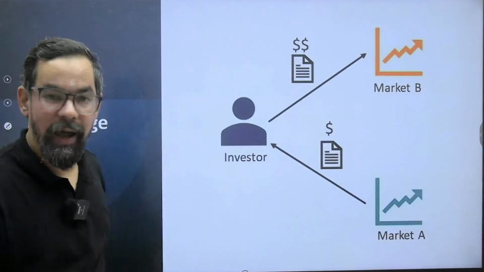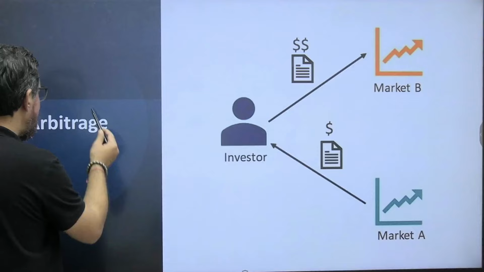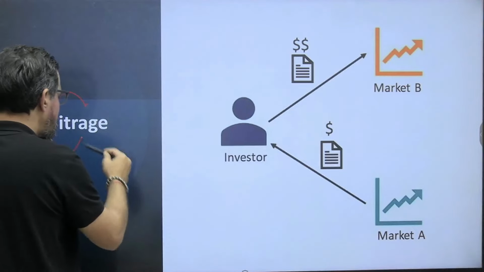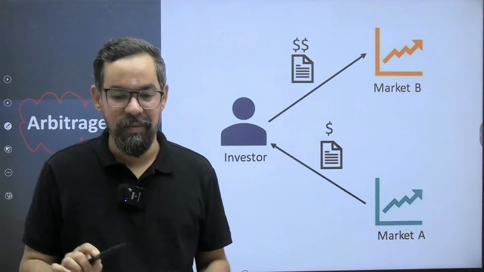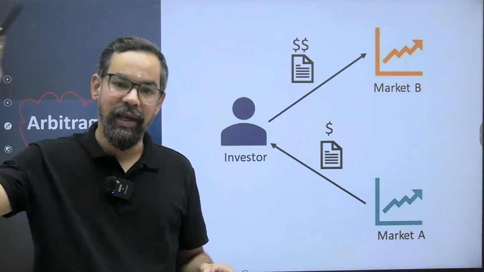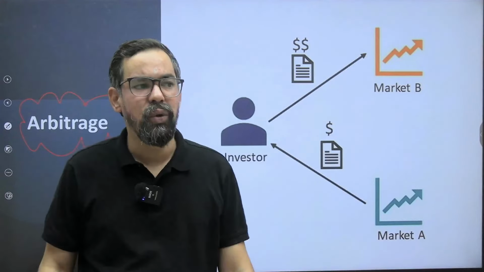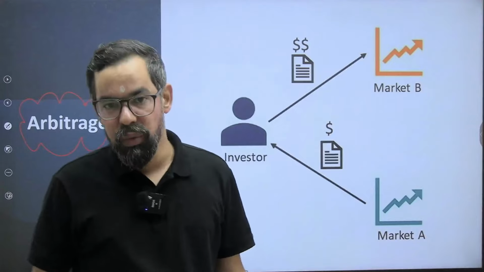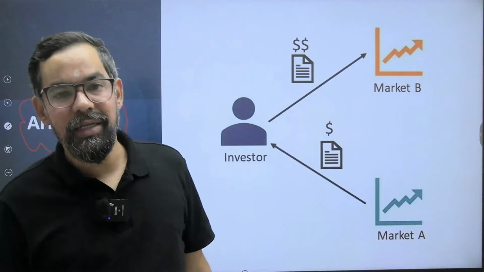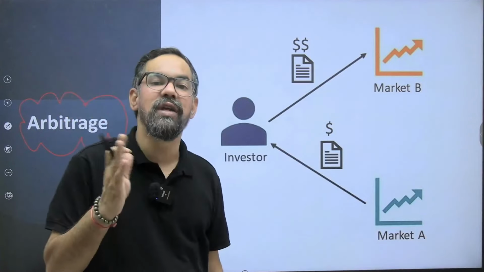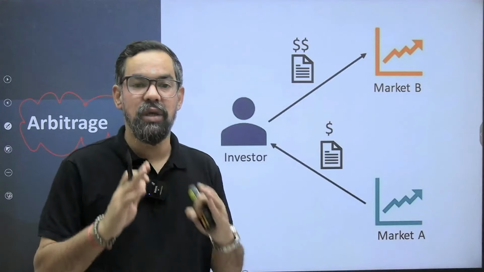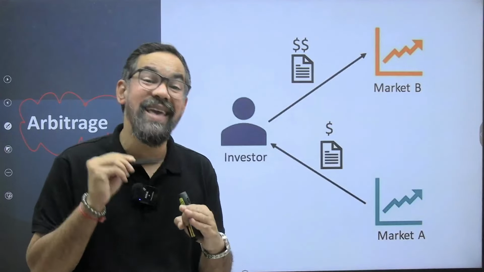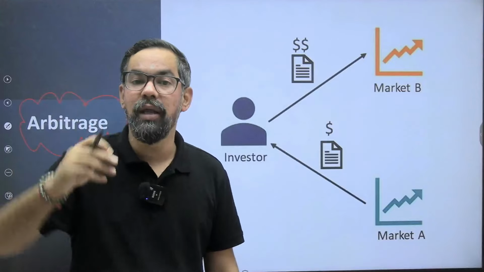Okay, we have arbitrage also. So next one is arbitrage. When it comes to arbitrage, it is very simple: buying in one market, selling in another market. Sometimes, due to market inefficiencies, there is a difference between two prices. The same difference in prices of the same security or commodity in two different markets.